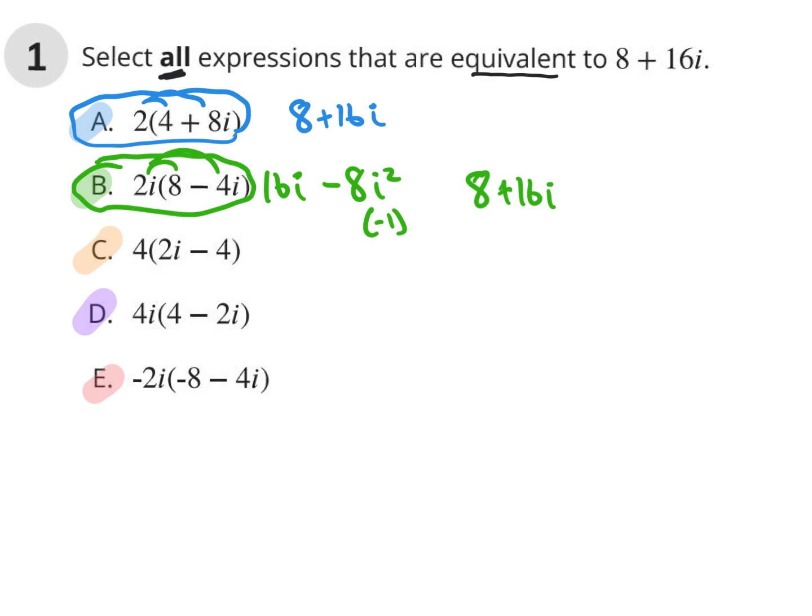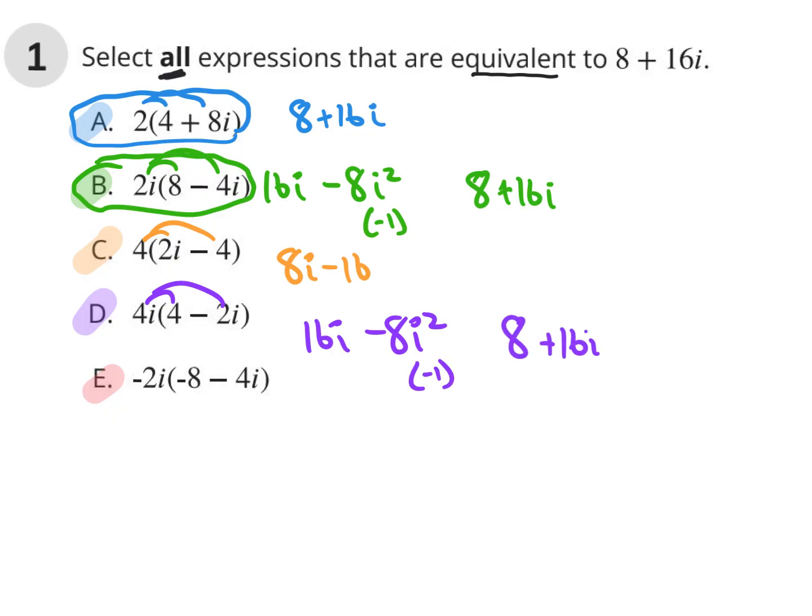C, distribute the 4. You get 8i minus 16. That is not equivalent. All right, so distribute your 4. You get 16i minus 8i squared. We know i squared is negative 1. So that gives us 8 plus 16i. So D works.